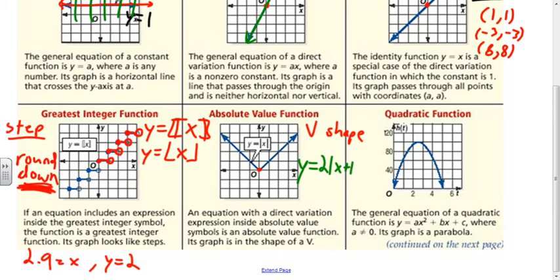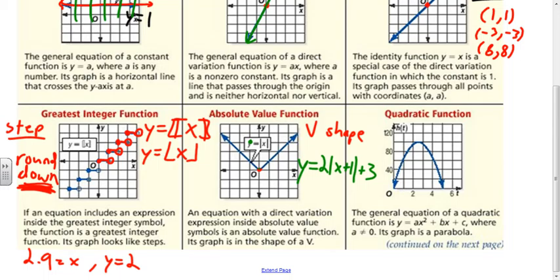x plus 1 plus 3. Well, the plus 1 means that we're actually going leftward 1. It's the opposite of what you'd think. That plus 3 on the outside means that we're going up 3. So here would be our vertex. And that 2 means that we're going twice as quick as we grow.